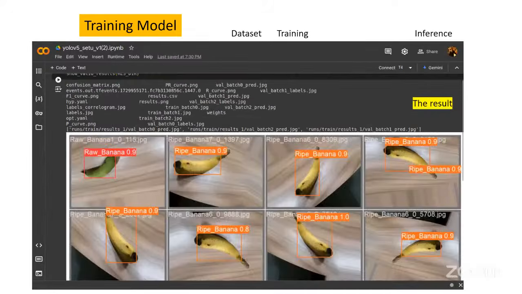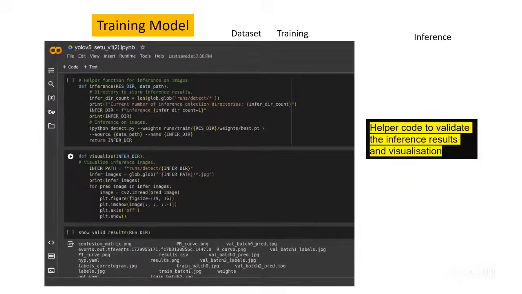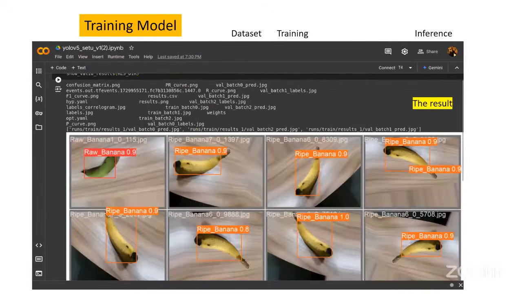Visualizing model. Yep. So once visualizing model, yes. Next slide, next slide. Next slide.